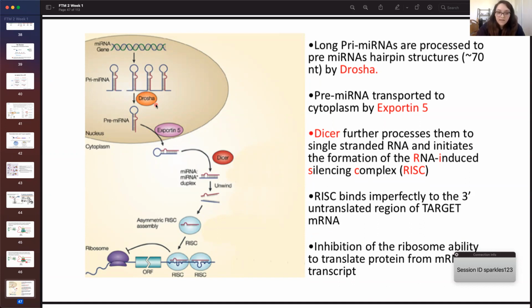pre-miRNAs. Then exportin is going to come in and do exactly what you think exportin would do and export that hairpin structure. Dicer is going to come in next. It's going to dice it up, and you're going to get single-stranded miRNAs, and it's going to create this thing called a RISC complex. Your RISC is going to be one half of that hairpin structure that's already been cleaved. And when we're talking about your miRNAs, it's going to bind imperfectly to whatever you're trying to inhibit.